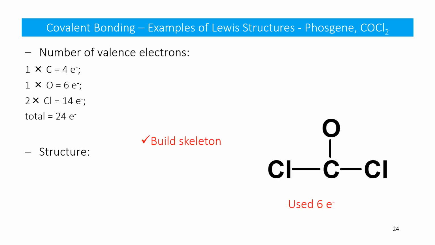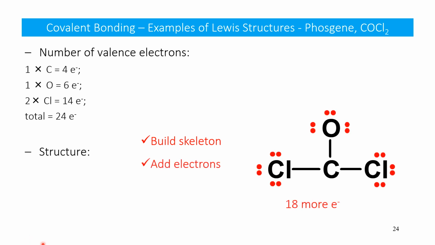Now note, the total number of electrons in the compound is 24. Because we've got one carbon with 4 valence electrons, one oxygen with 6 electrons, and 2 chlorines belonging to group 7, so that's 14 electrons. So the total number of valence electrons is 24. When we build our skeleton using carbon as a central atom, we have only 6 electrons. That's 3 pairs. That means we need another 9 pairs, because that's a total of 12 pairs, 24. So we go ahead and we start to build.